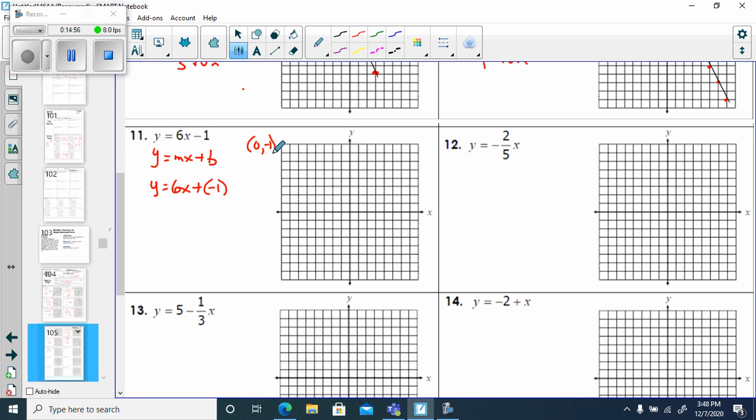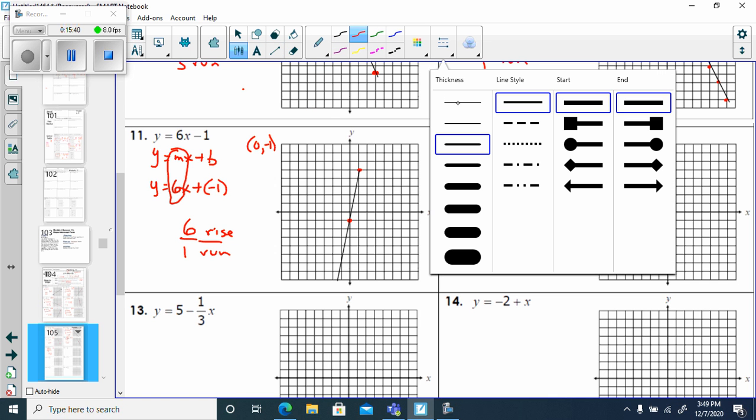0, negative 1. That's where I'm starting. On the y-axis, I go to negative 1. Then I use the slope to find the other points. If my slope is 6, see it's in the same spot as m, we know slope is rise over run. That means I'm going up 6. What can I divide by 6 and not change it? I can divide it by 1. So from here I go up 6 and in the positive direction 1. 1, 2, 3, 4, 5, 6, and over 1. And I can draw my line.